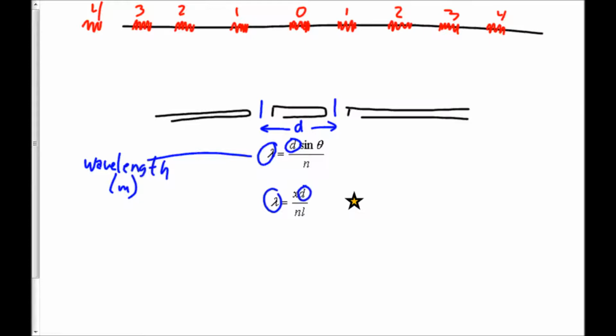L, right here, is the distance from the screen to the openings. However far away the screen is from those two openings that caused the diffraction and interference. I labeled it as a capital L there. In the equation, it's actually a lowercase l. I just can't do a handwritten lowercase l to not look like a 1.